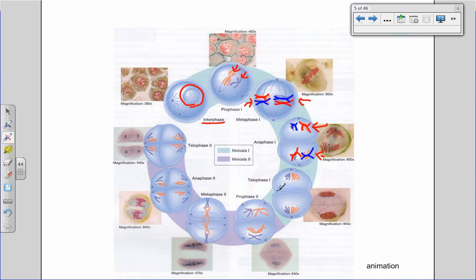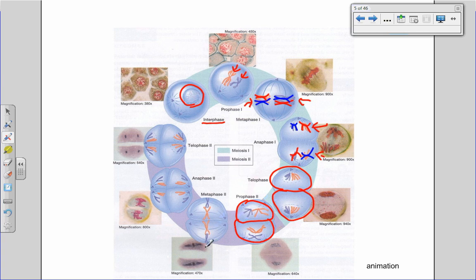So the two cells that result end up with 2 chromosomes each. They started with 4, and now we have 2. So there's half the number of chromosomes. In the next prophase, in between the 2 divisions, there's no replication of DNA. There was only the 1 before any of this happened. So there's no more replication of DNA. We start off with those 2 chromosomes again that we had finished off in the first division.